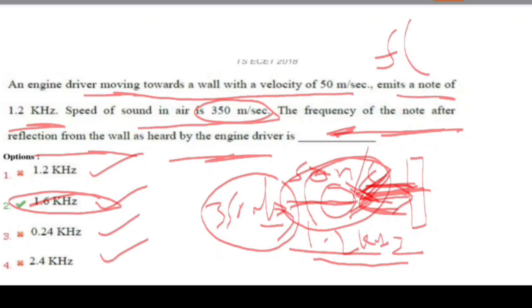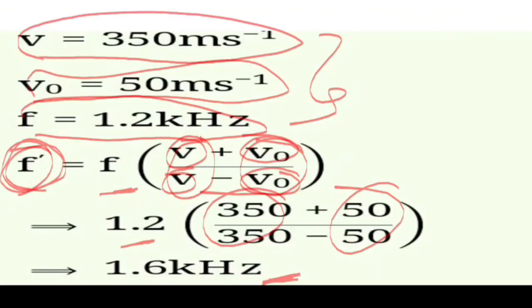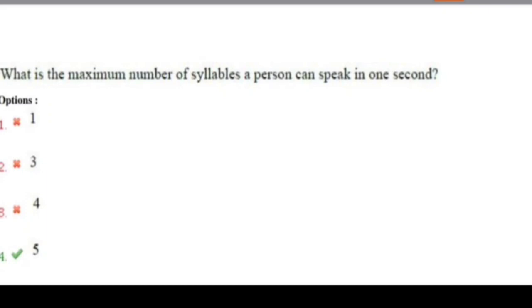Reflected frequency equals original frequency into velocity of sound minus velocity of the moving particle, divided by velocity of sound in air minus velocity of the moving particle. This is the formula. Now let's see the next question.